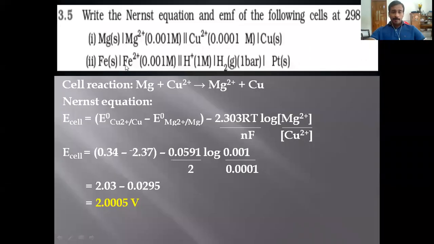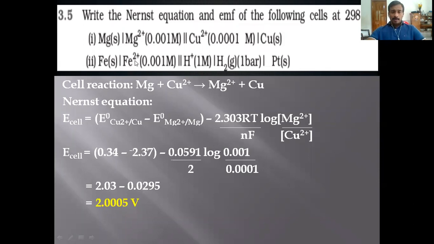Today we will begin with the last day's problem. Some of the students asked some doubts about this problem, the second one: Fe bar Fe2+ 0.001 molar, double bar H+ 1 molar, H2 bar Pt. It is a hydrogen electrode, 1 bar pressure, 1 molar concentration. So it is the standard hydrogen electrode.